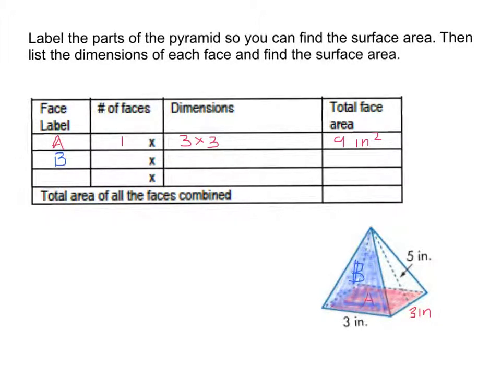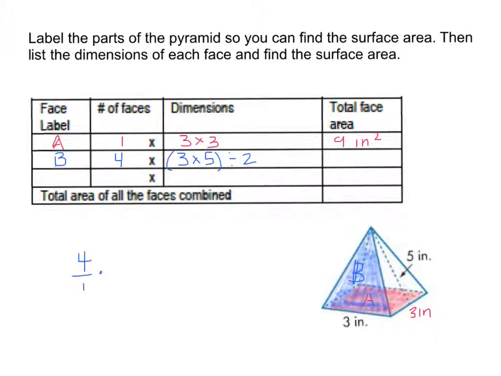Now we're going to look at the sides of the pyramid. And since it's a pyramid, each one of these triangular sides are going to be identical because it's a square pyramid. So they're all 3 for the base, and they're all going to be 5 for their height. So we have 4 of them, and they are 3 times 5. But we know triangles, we do 3 times 5 divided by 2.